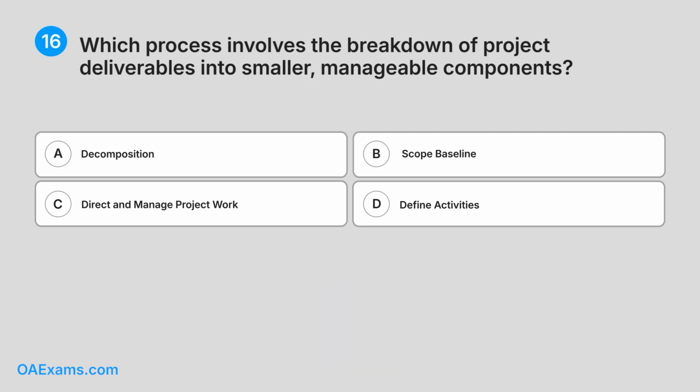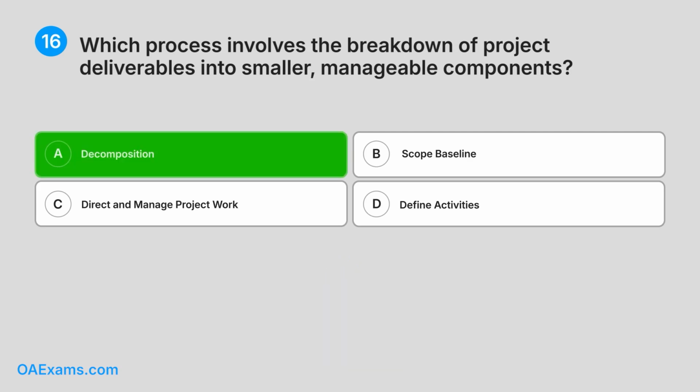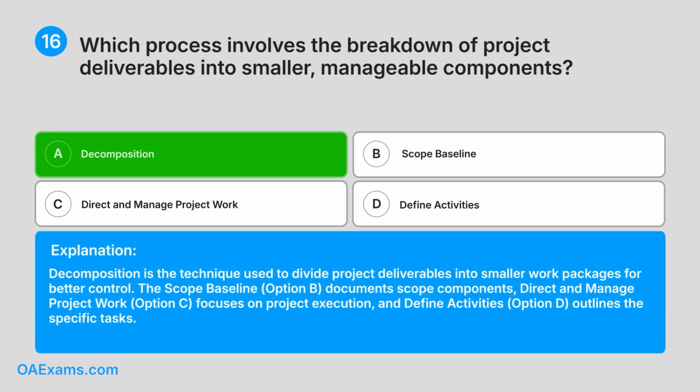Correct. Answer A. Decomposition. Explanation. Decomposition is the technique used to divide project deliverables into smaller work packages for better control. The scope baseline, option B, documents scope components. Direct and manage project work, option C, focuses on project execution, and define activities, option D, outlines the specific tasks.